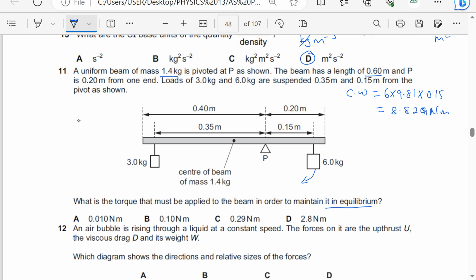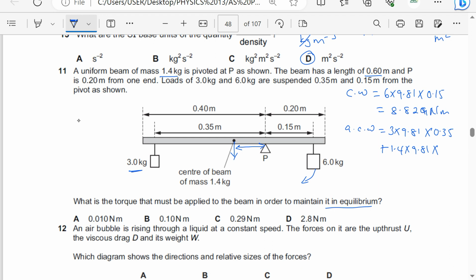So this is the center of the beam of mass 1.4. So the weight of the beam acts here, which is 1.4 times g. So let's check anti-clockwise moments. We have this one, which is 3 times 9.81 to change it to weight. Its perpendicular distance from the pivot is 0.35, plus the weight of the beam, 1.4 times 9.81, times its perpendicular distance, which is this one here.